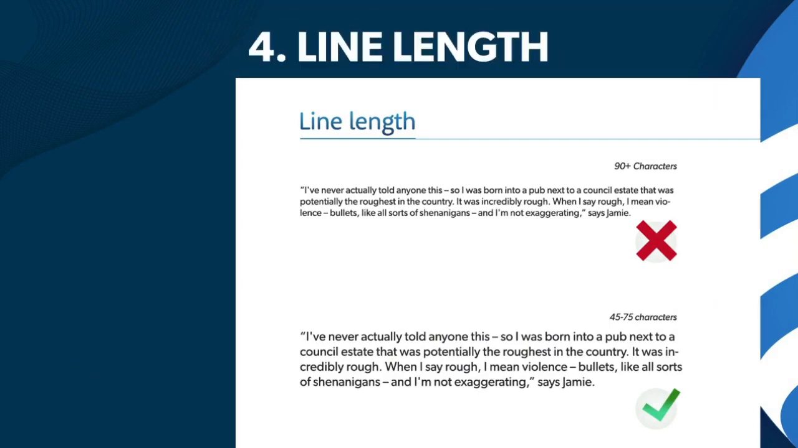So line length. If we look at the example on the top, that's around about, I think, 95 characters there, and it's just too long. And if we look at the second example, I think it's around about 65 characters, and that just looks so much better. The problem with long line lengths is that when you go back to the following line, it's hard to track with your eye, and it doesn't look particularly great. So try and aim for about 60-65 characters. I think the general guideline is 45 to 75, but I think about 60-65 characters per line. It's just a big improvement.